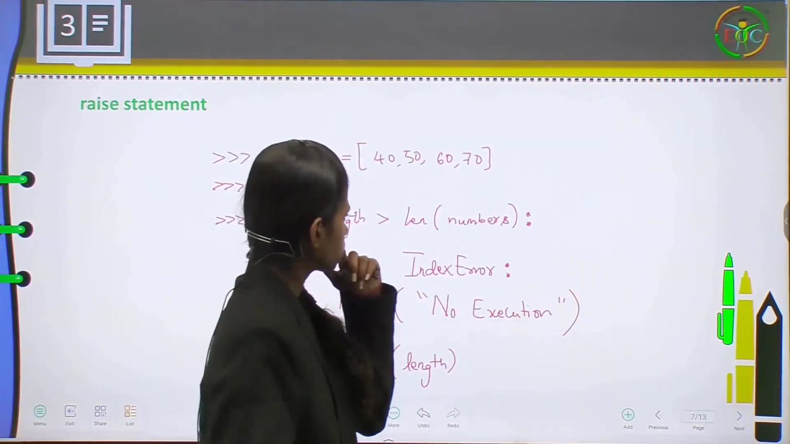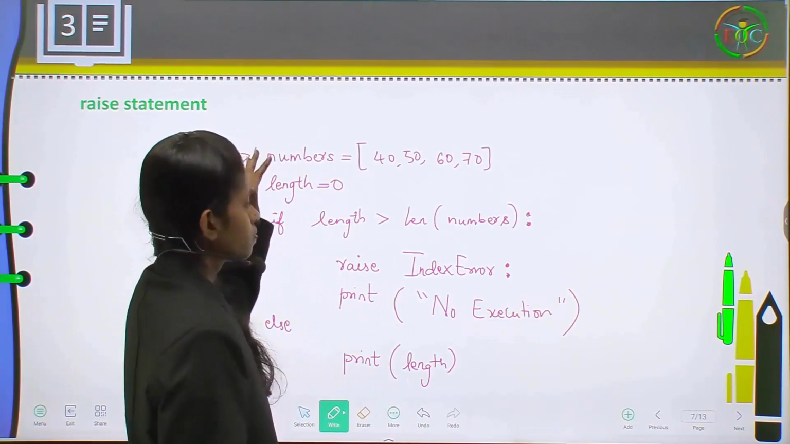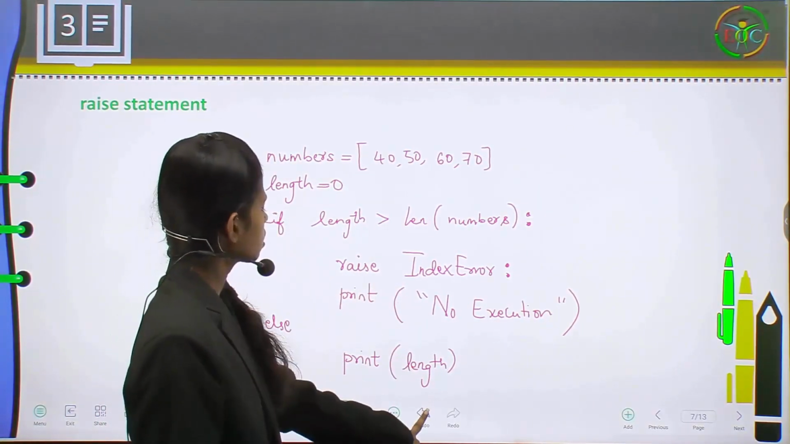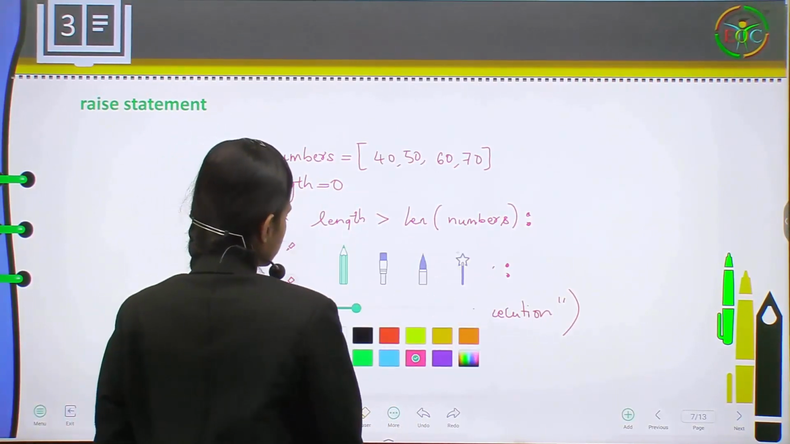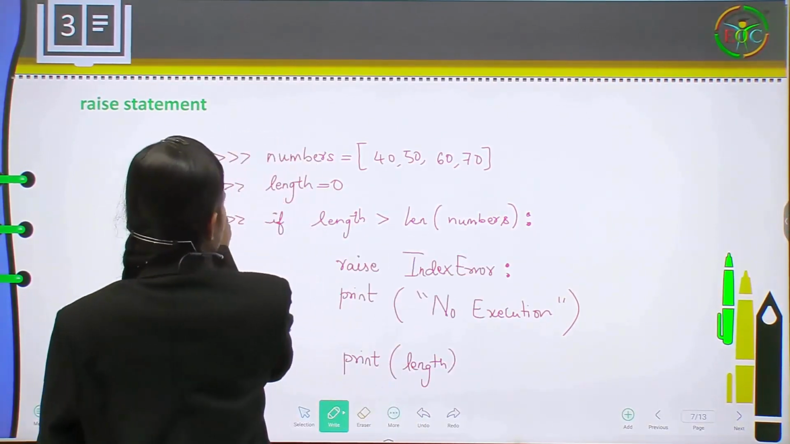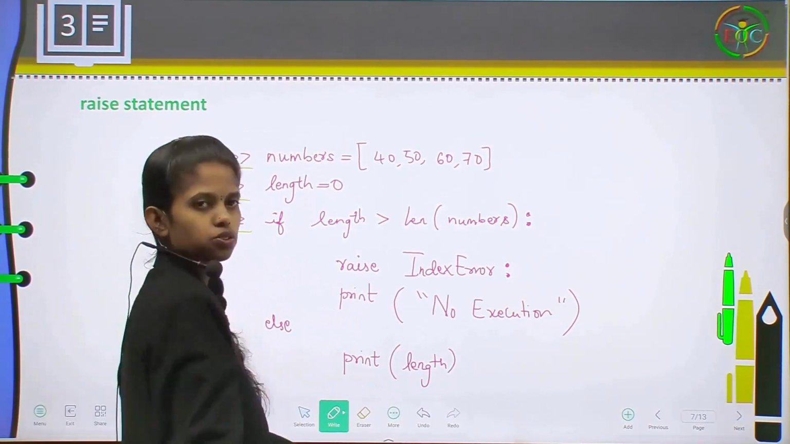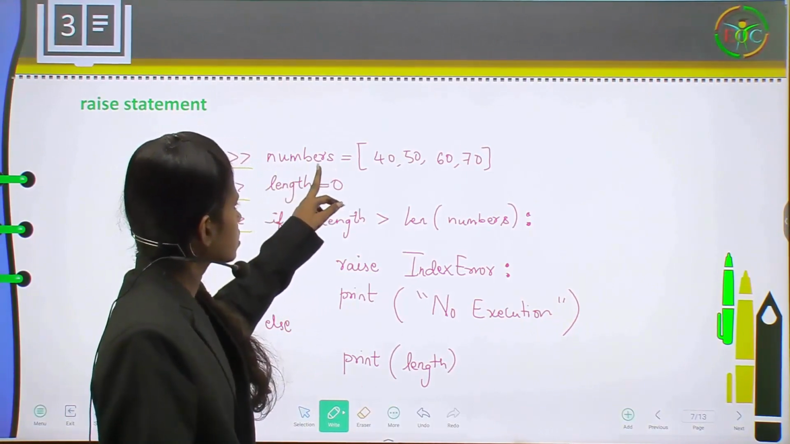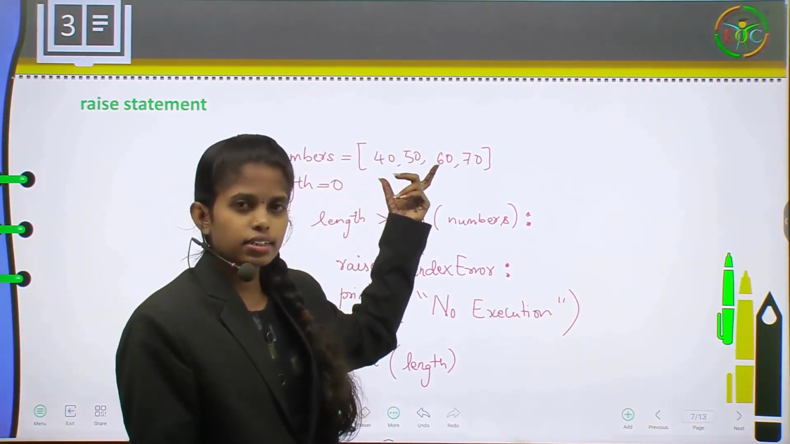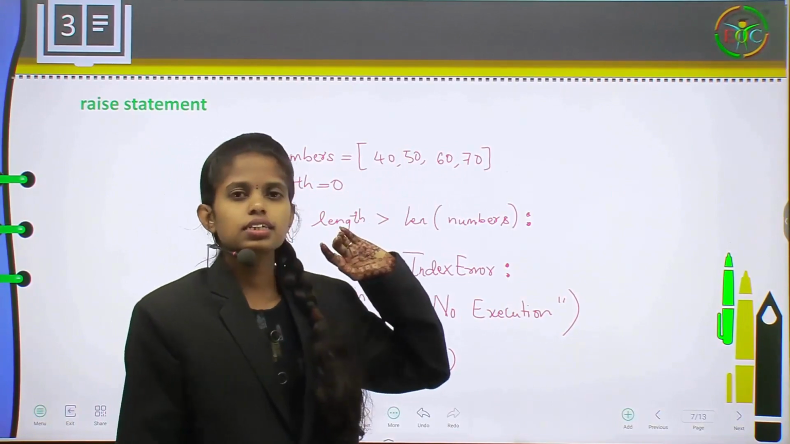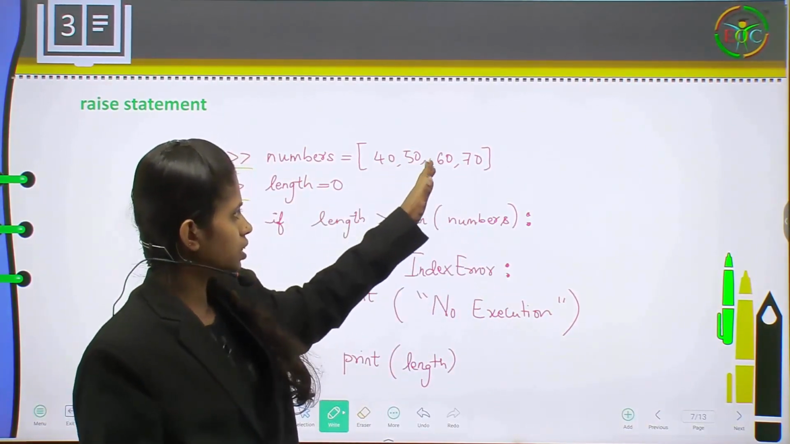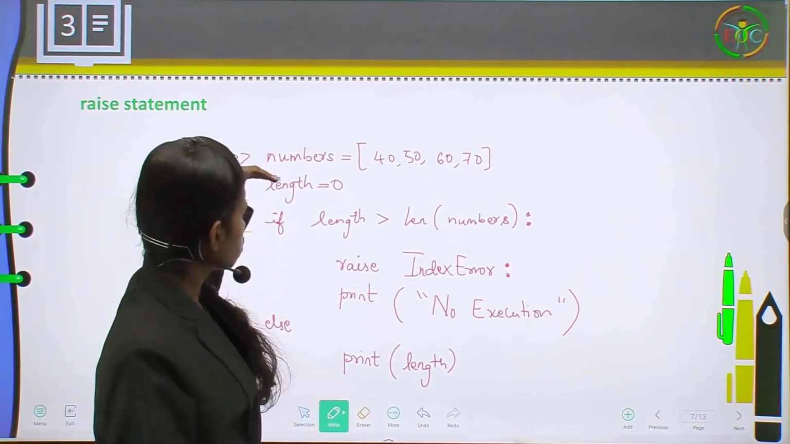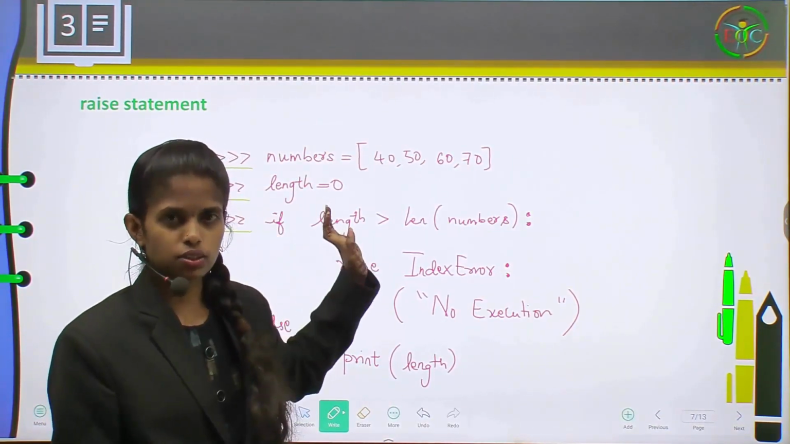So see this example here. We are doing it in the interactive mode, so you will have these prompts, which are the greater than symbols, usually three times. You already know why we use this. The first line says that you have a list created with all the numbers as integers, 40, 50, 60 and 70, and the name of the list is numbers, and you have length equal to 0.